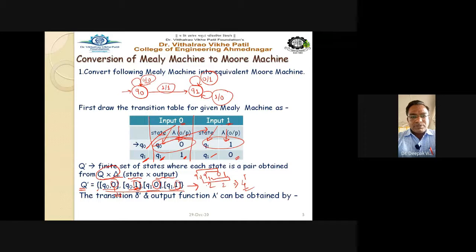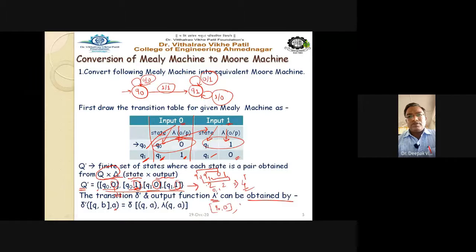Next, the transition delta dash. The third step is to find out the delta dash transition and the output function, that is nothing but lambda dash, which can be obtained by the formula we have discussed just now. Delta dash is to be found with this Q comma B, that is nothing but this one, Q0, in this case Q0 comma 0 comma, what is the input symbol? Input symbols are 0 and 1.